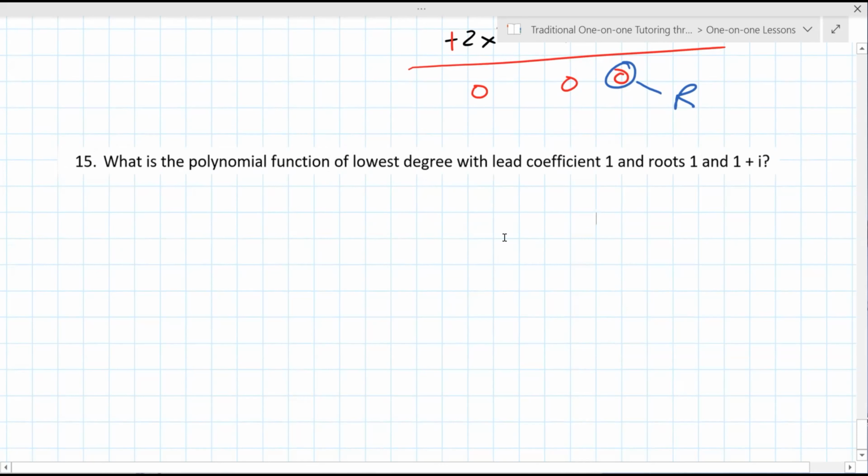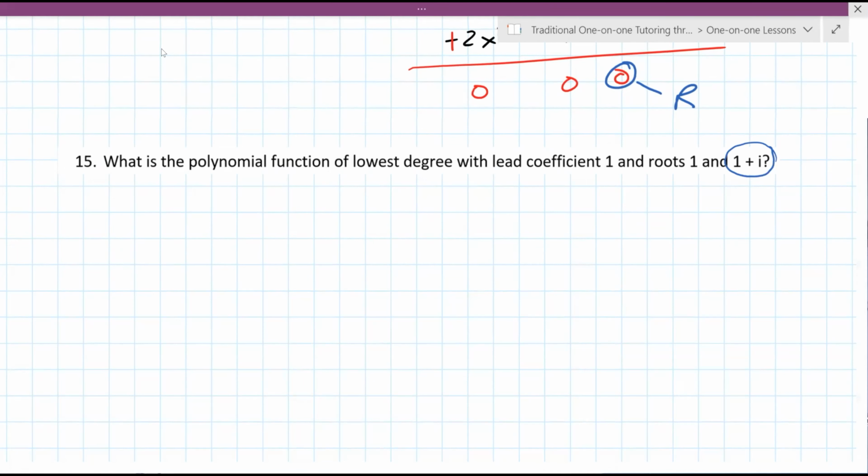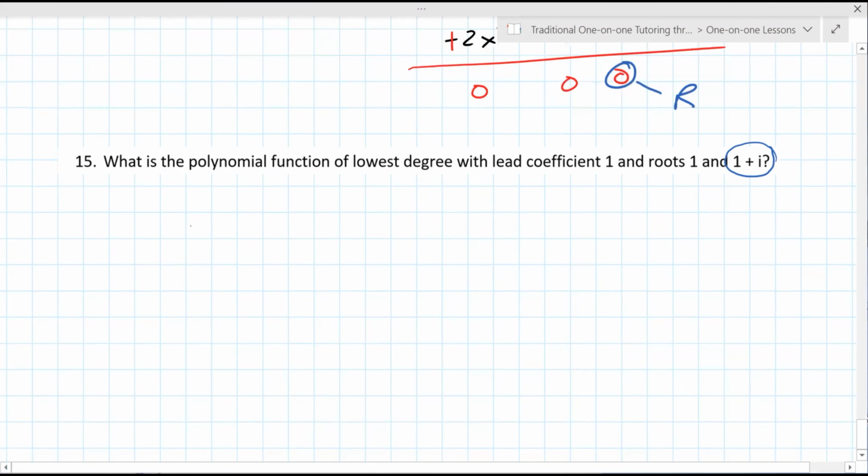No problem. We had a conversation about these types of roots, and they always come in pairs. So if 1 plus i is a root, that means that also 1 minus i is a root. And we talked about earlier, you write it as x minus the root is one way, and then your multiplicity up here.